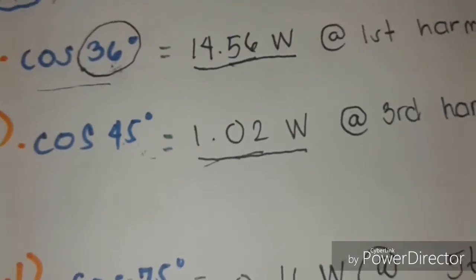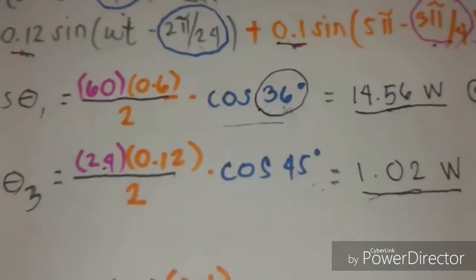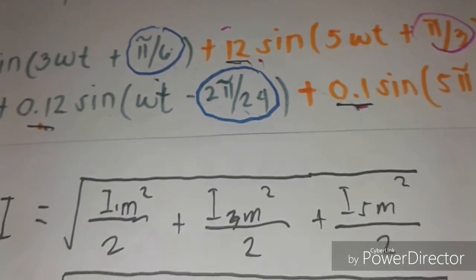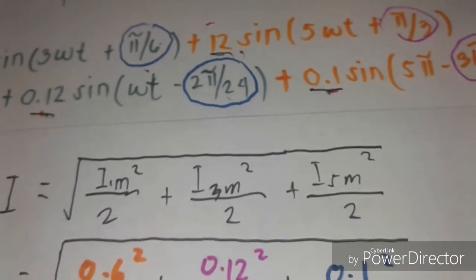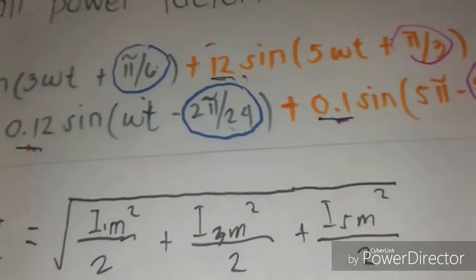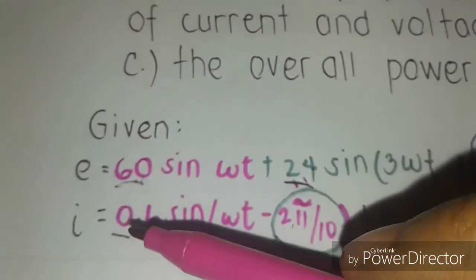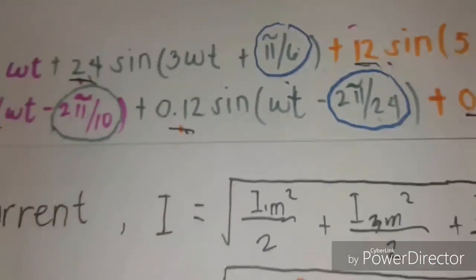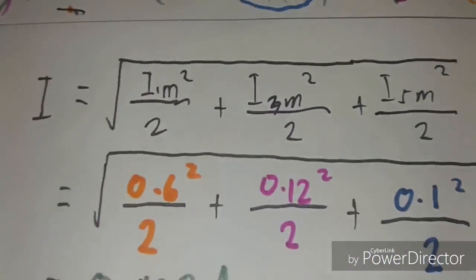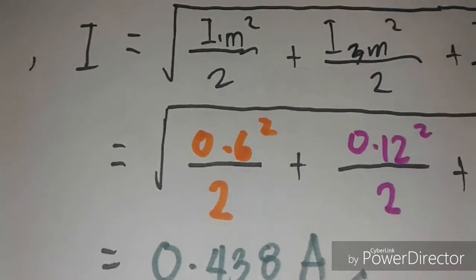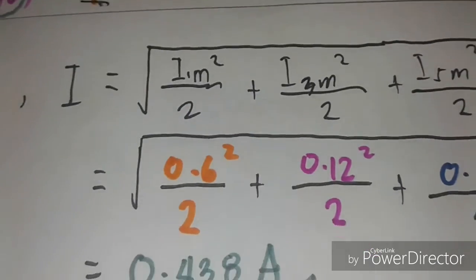We then proceed to get the RMS value of current and voltage. In getting the RMS current, we have the formula of the square root of the sum of all the currents over 2, squared. Then substituting the currents, we have the first current, second current, and the third current is 0.1. Calculating, we obtain 0.438 amperes.